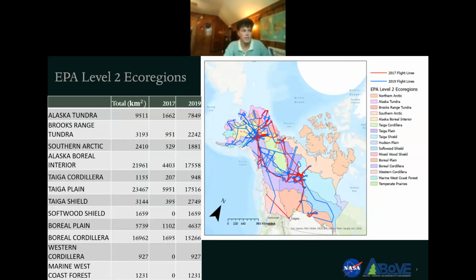Here, ELVIS recorded data of 12 out of the 16 regions within the above domain. Looking at the chart, the big winners here are Taiga Plain and Arctic Boreal Interior, each comprising about a quarter of the observation total between both years. Also notable here is that the majority of the tundra which was sensed came from Alaska tundra. We have these two tundra regions, and it's about 3-to-1 of this Alaska tundra, which is in the bluish purple, pinkish purple, as opposed to the Brooks Range tundra.